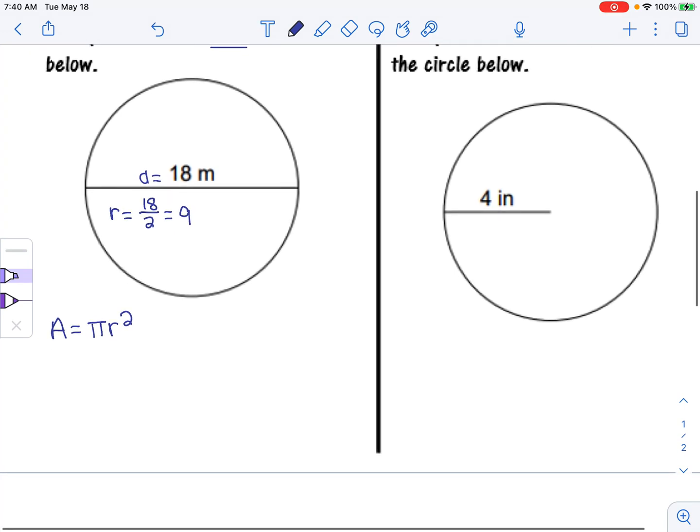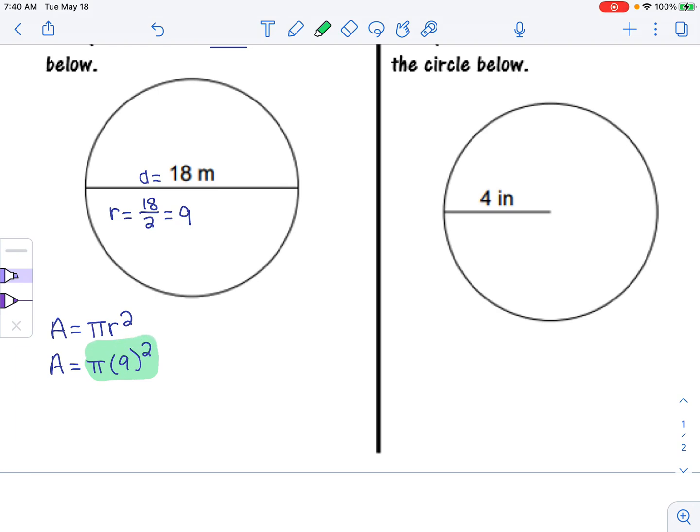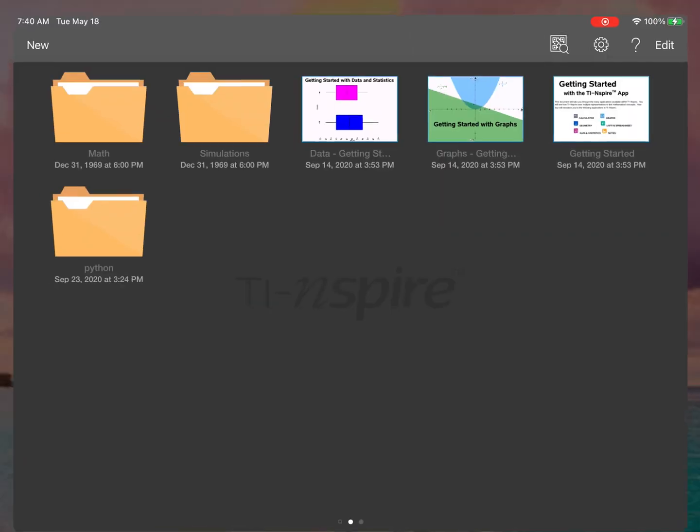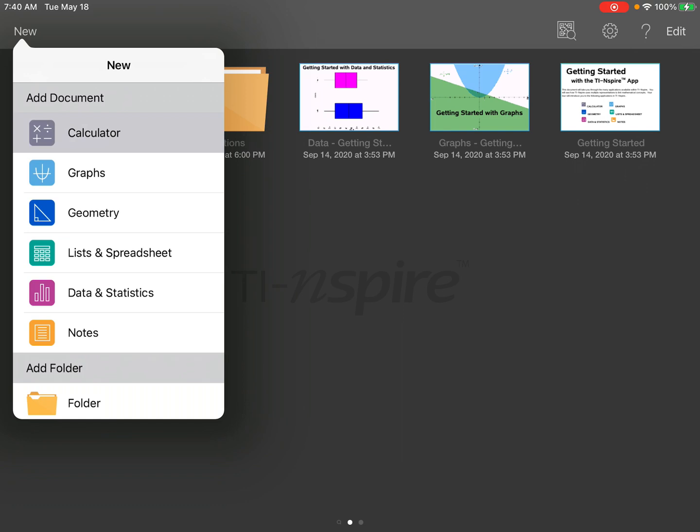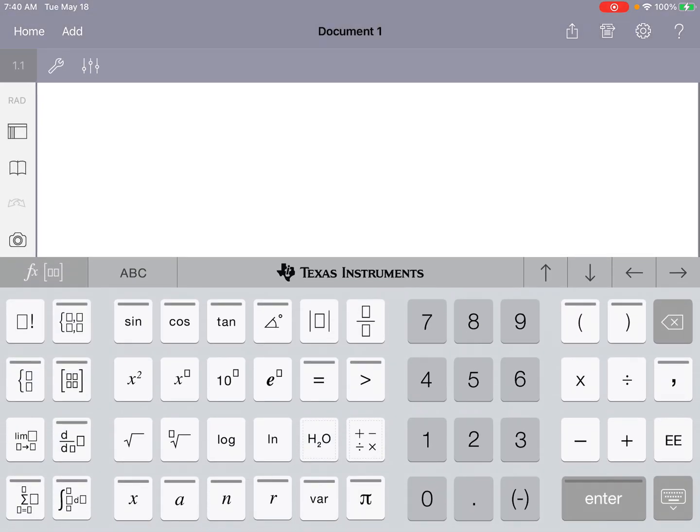Okay, so we plug it in. Area equals pi times 9 squared. And we're going to type that into our handy dandy calculator. We're going to add a new calculator screen. We're going to find the pi button right here, pi times 9 squared. And we're going to round to the nearest tenth, so 1 decimal place.